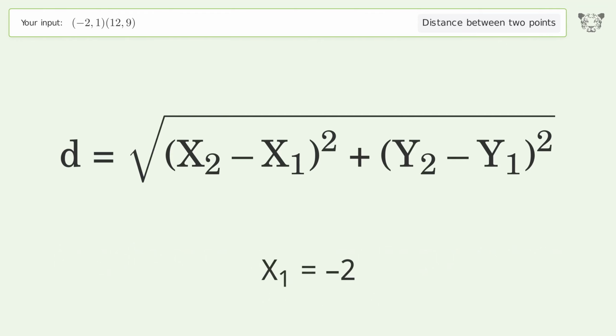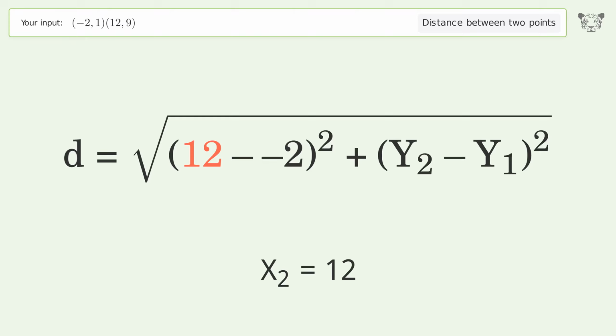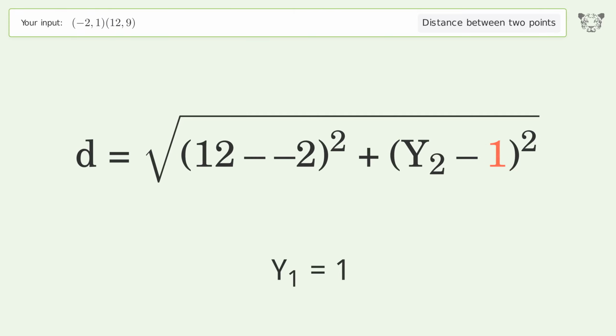x1 equals -2. x2 equals 12. y1 equals 1. y2 equals 9.